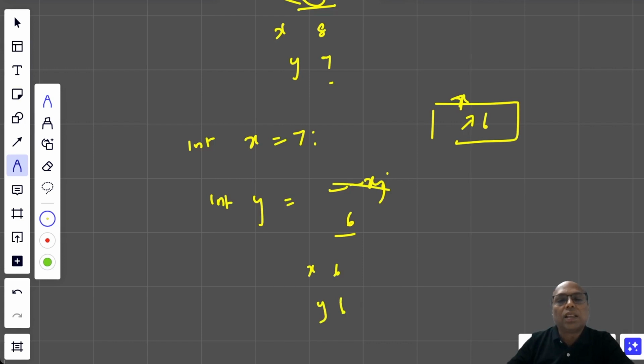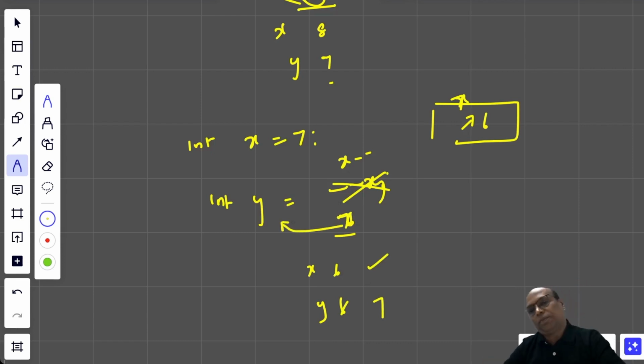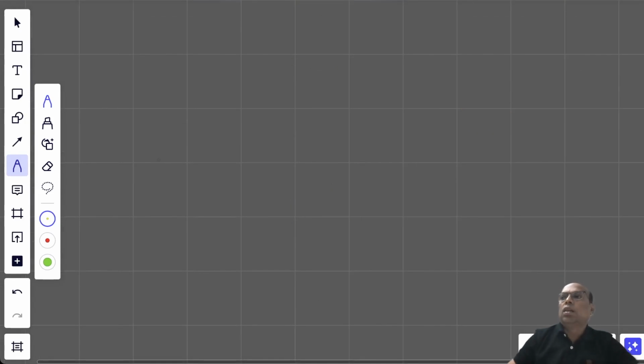Whereas instead of writing this, if I had put x minus minus, what would happen? My x would be 6, and my y would be 7. Why? Because before it decreases, it substitutes the value of x in the register. That will be copied into y.